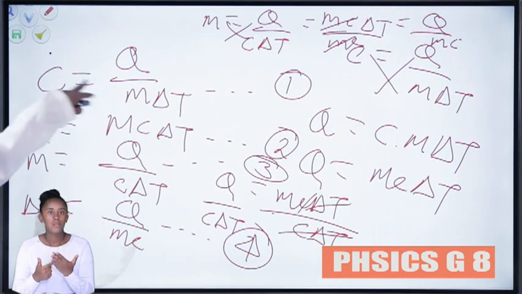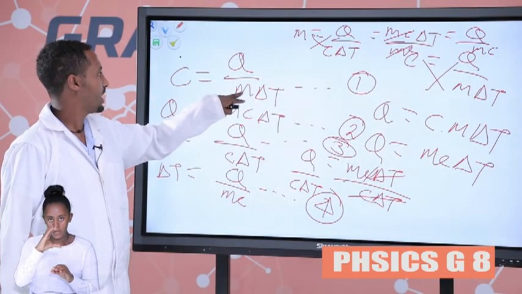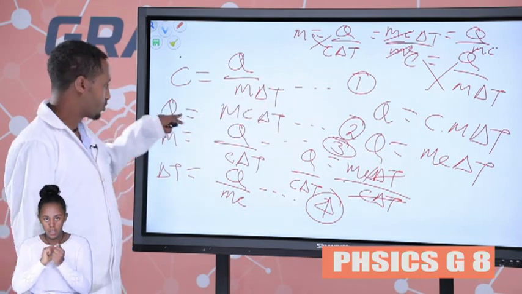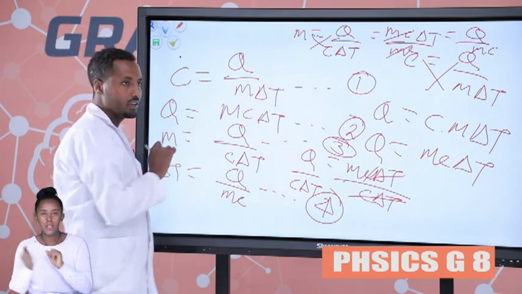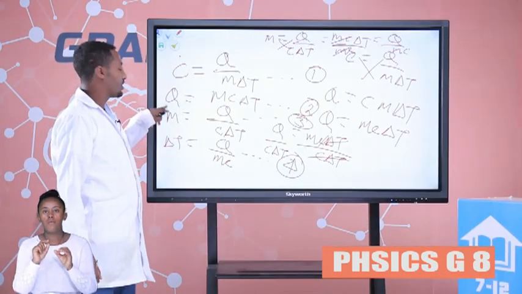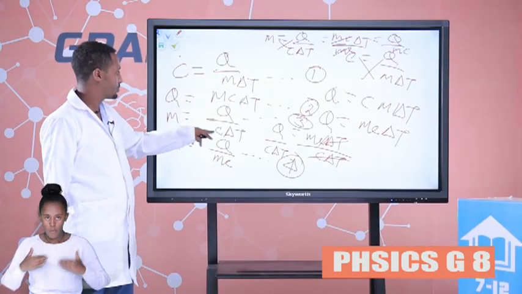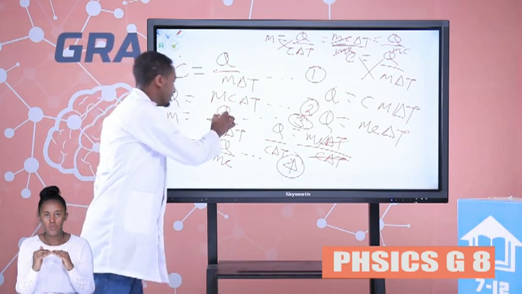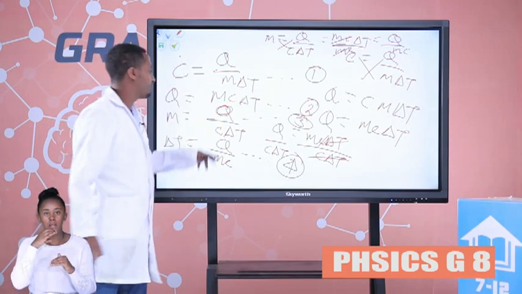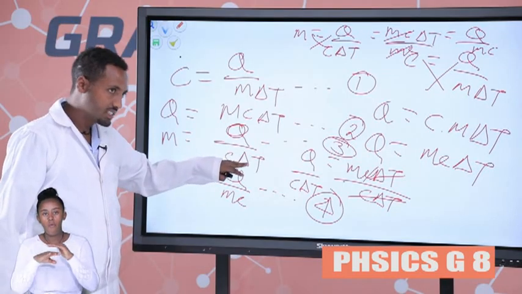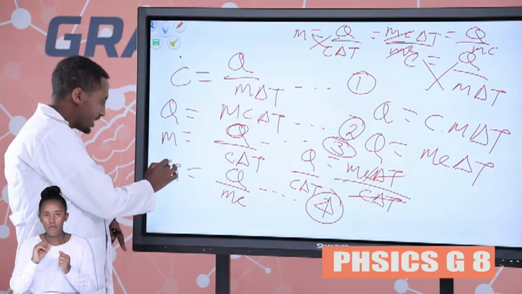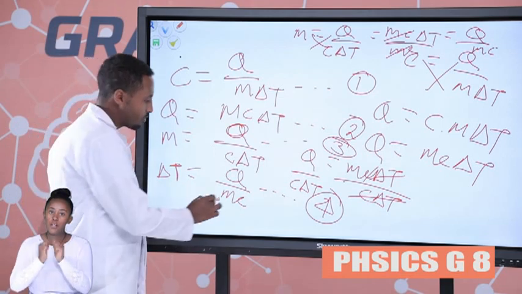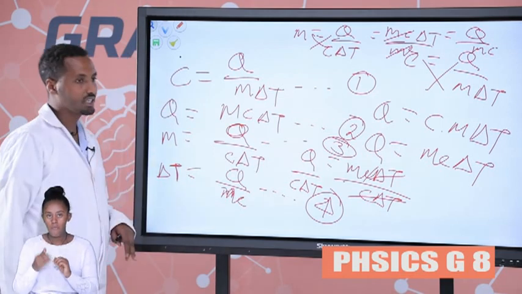So formula 1, C is equal to Q over M change in T. Formula 2, heat energy is equal to MC change of T. Also, the mass of a body is equal to heat energy over specific heat capacity times change of temperature. And change of temperature is equal to Q over M times C.